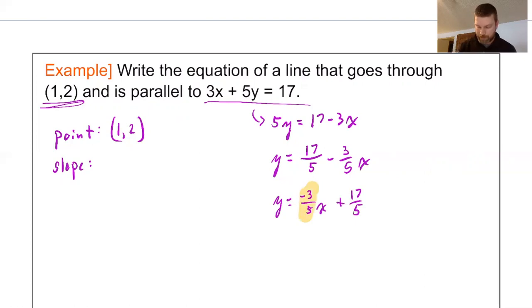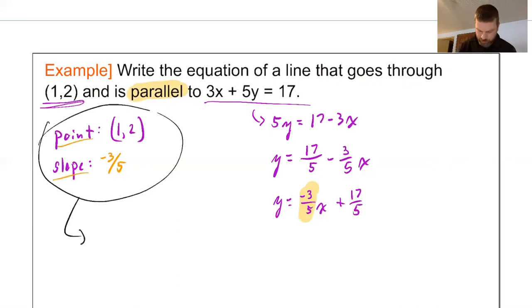Since I am parallel to that line, the slope of the line I'm looking for is also going to have a slope of -3/5. Now that I have a point and a slope, I can write the equation of this line. Because of those two things, I'm going to write it as y minus my y coordinate, 2, equals my slope, -3/5, times x minus my x coordinate, 1.